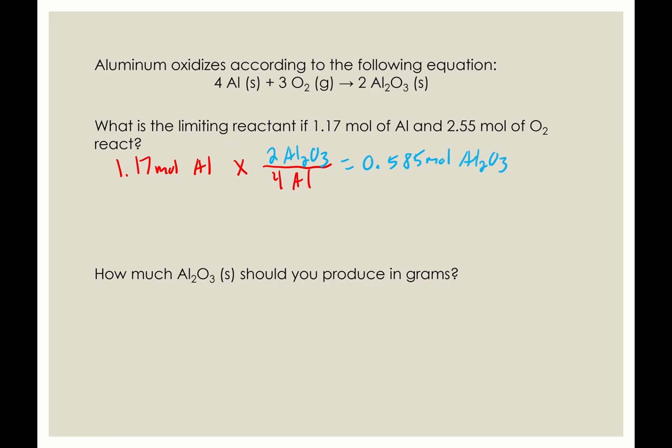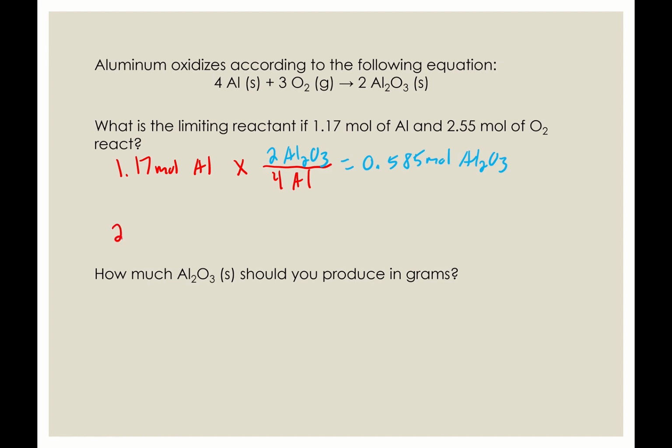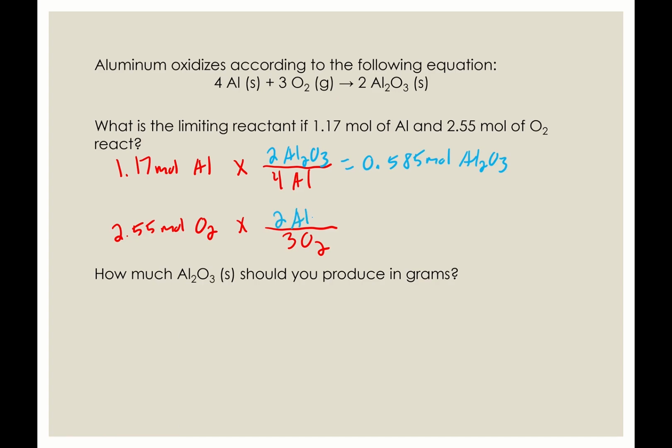Now we just repeat for the oxygen. So we're going to take our starting 2.55 moles of oxygen, and we're also going to convert that into aluminum oxide in order to determine how much aluminum oxide this quantity of oxygen can make. So if I start with 2.55 moles of oxygen, we can produce 1.7 moles of aluminum oxide. So what we did here is compare: if I have this quantity of one reactant, this is how much product I can make. If I have this quantity of the other reactant, this is how much product that can make me.